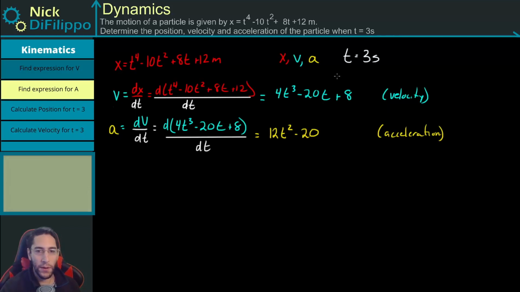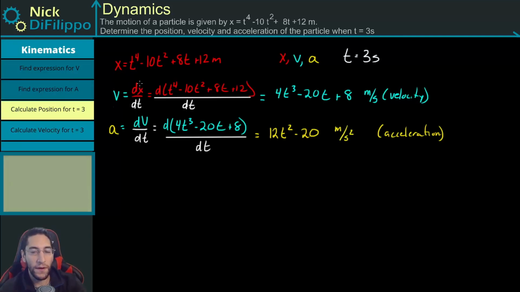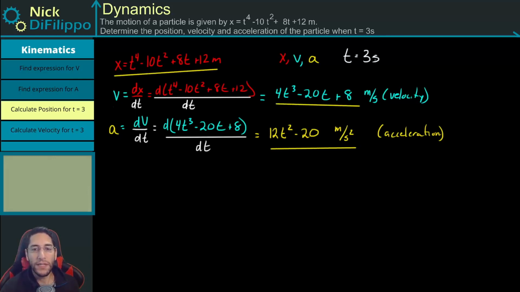Now, I just want to point out that this velocity is going to have units of meters per second. This acceleration is going to have units of meters per second squared. And in order to figure out the position, the velocity, and the acceleration when t is equal to 3, what we do is take the expressions we have and substitute t is equal to 3 into them.